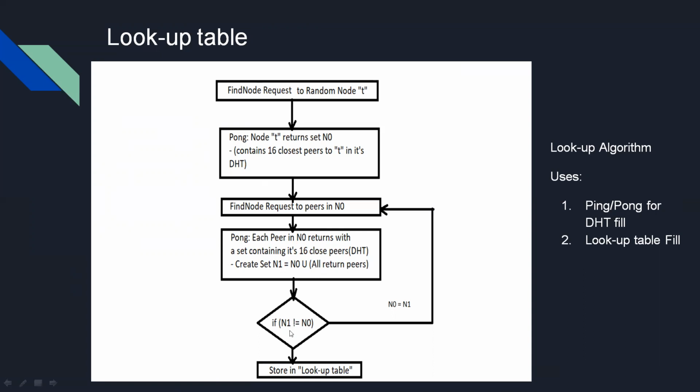If N1 is not equal to N0, then we go to step 3 after equating N0 to N1 and then repeat step 3, step 4. This loop will end only when N1 equals N0. And once N1 equals N0, the 16 closest peers will be stored in the lookup table.